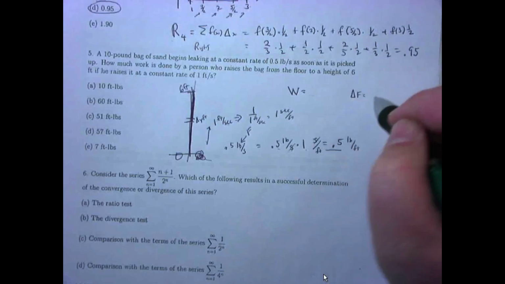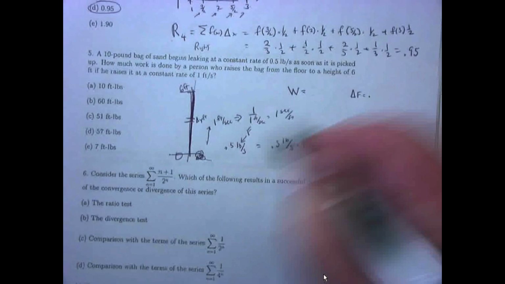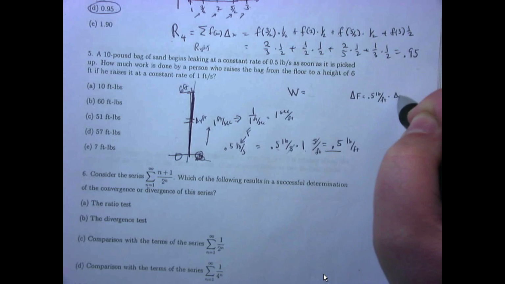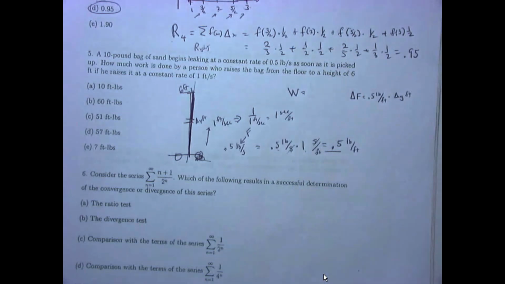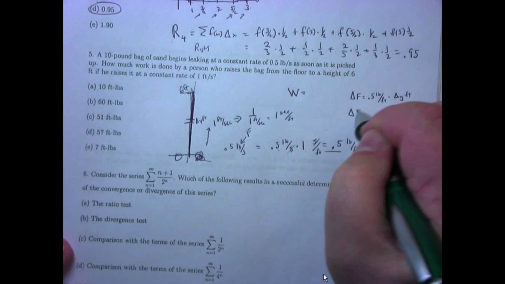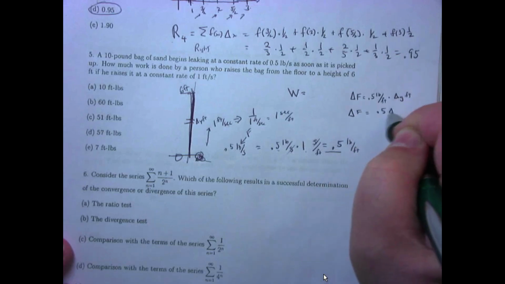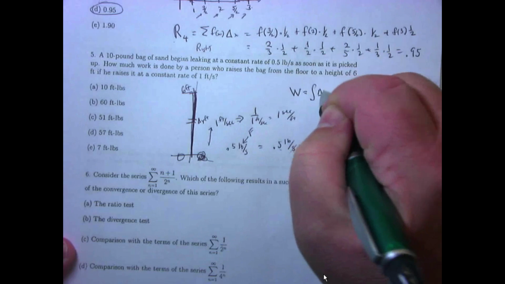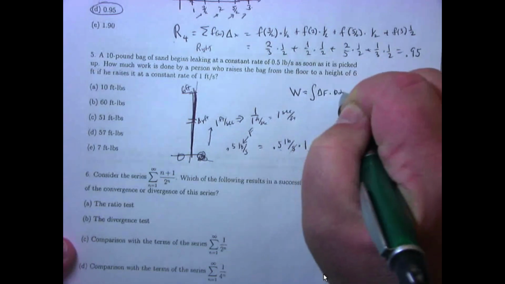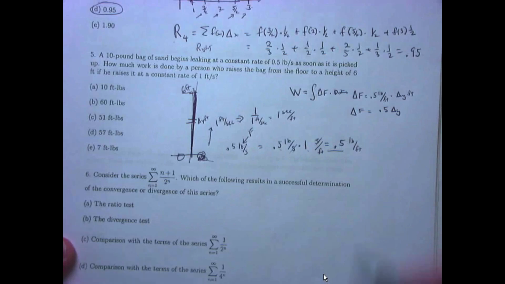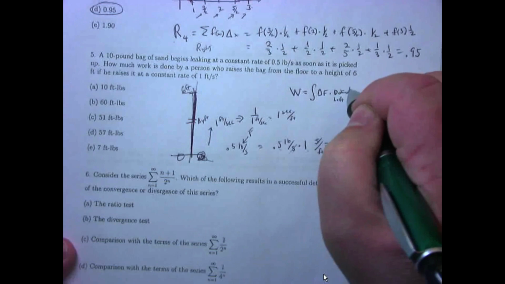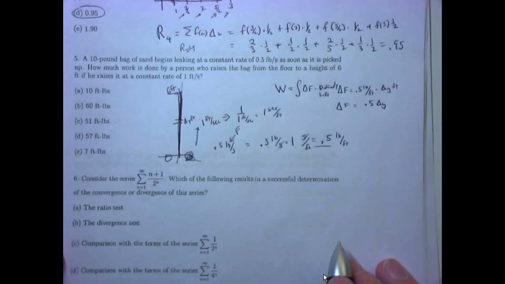So my change in force is going to be 0.5 pounds per foot times delta y feet. So my delta force is equal to 0.5 delta y. All right? Oh yeah, what was the formula for work again? It was the integral of the change in force times distance. We used to call it distance pump when you're pumping stuff out of the tank, but this will be a distance lift, dy. Does that make sense?